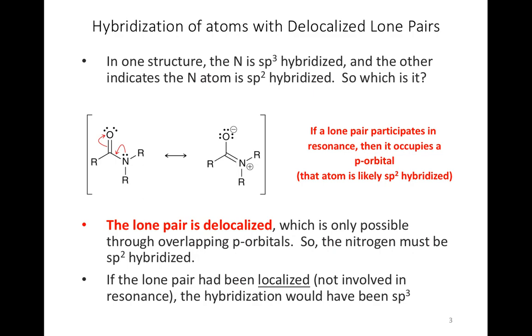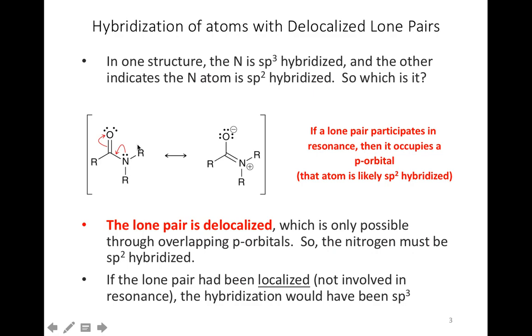Now, that can't happen. I can't have 2 different resonance structures for the same molecule with different hybridizations and different geometries, because it can't flop back and forth between the 2. So it's got to be one or the other. In order for this lone pair to participate in resonance, it must be in an unhybridized p orbital. Therefore, the hybridization of this nitrogen must be sp2, and it must be trigonal planar. That's the only way that it can participate in resonance.